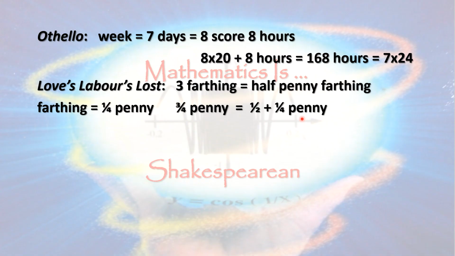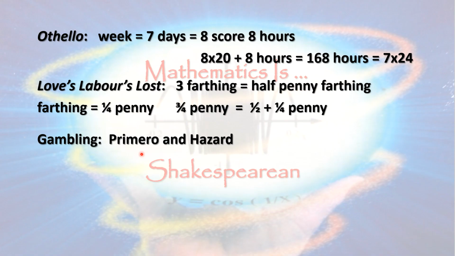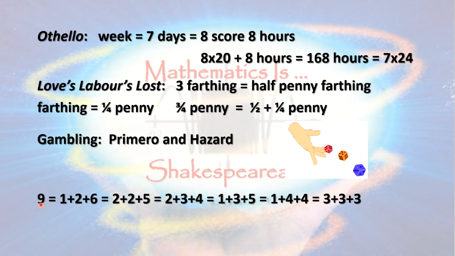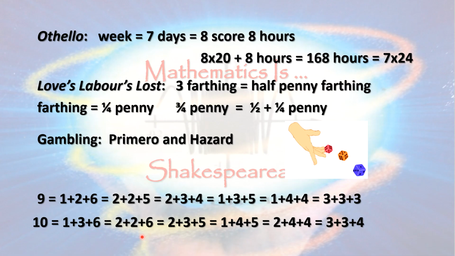Who knew? Gambling makes several appearances in Shakespeare's plays. The main games of the day were Primero, essentially 4-card poker, and Hazard. In Hazard, 2 or 3 die are rolled, and bets are made on the total of the die. In Shakespeare's time, an argument was made that in 3-die Hazard, the 9 and the 10 should be equally likely, because each can be formed in 6 different ways. Here they are. 9 is 1 plus 2 plus 6, and 2 plus 2 plus 5, and so on. Here are 6 ways of writing out 10.